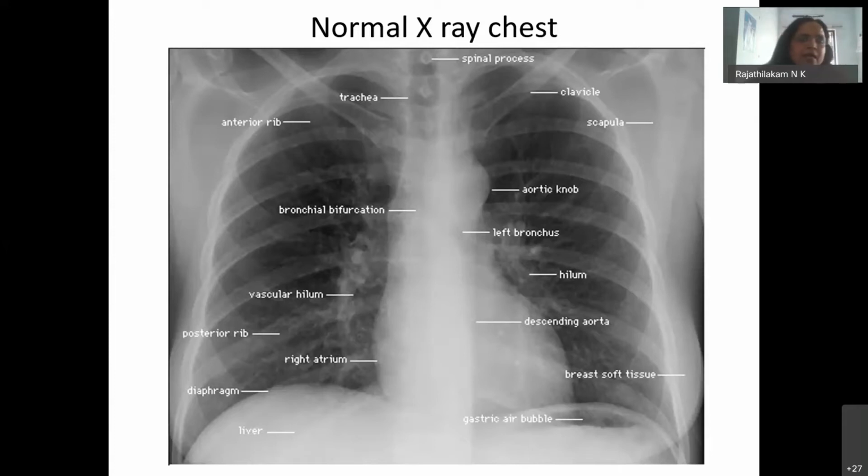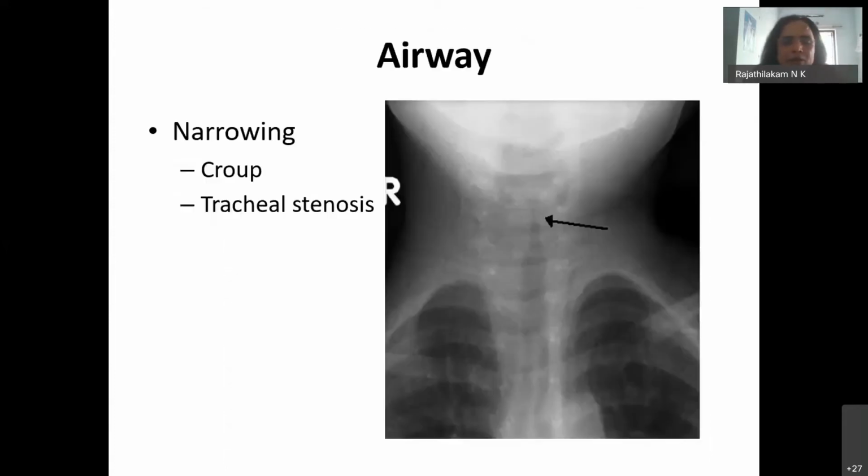And the 10th slide, this is the airway. Airway narrowing can be seen here. You can see this airway narrowing in croup or tracheal stenosis.